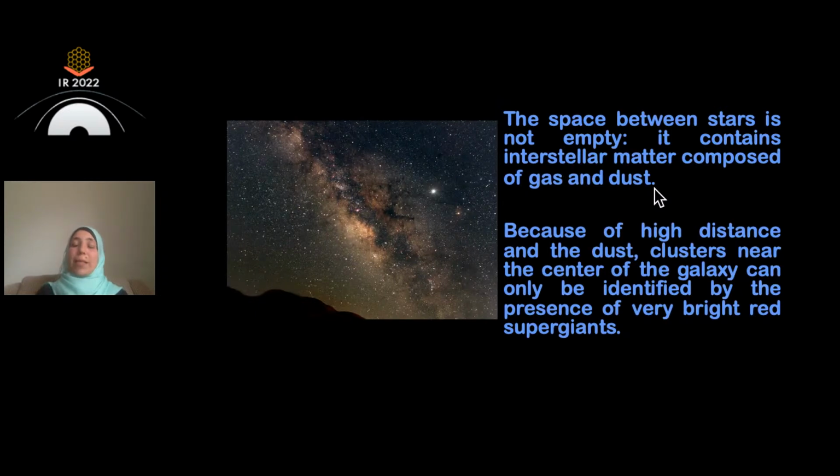Okay, now, as I said earlier, in addition to the stars and the star clusters that we have in a galaxy, there is also dust and gas. And the problem is that these clusters that we're trying to study, like the red supergiant clusters that I mentioned earlier, are very far away from us. As you saw, the distance between our sun and the center of the galaxy is a very large distance. And because of the dust between us and the center of the galaxy, these clusters can only be studied by looking at the actual red supergiants inside these clusters.